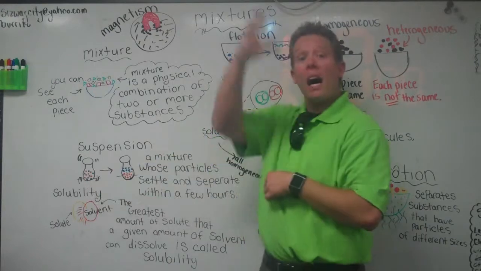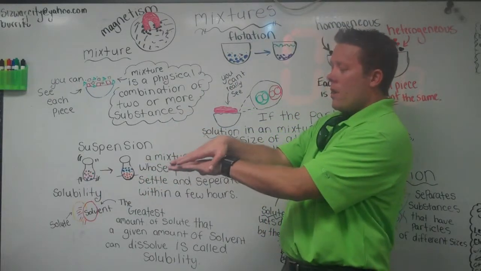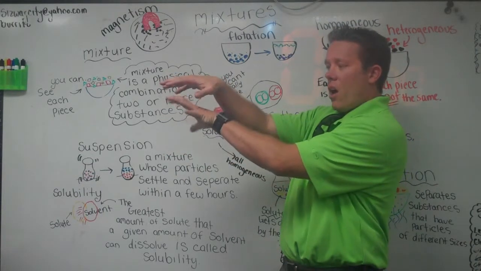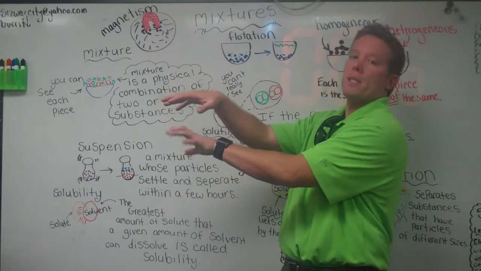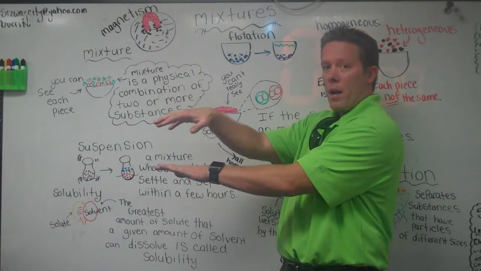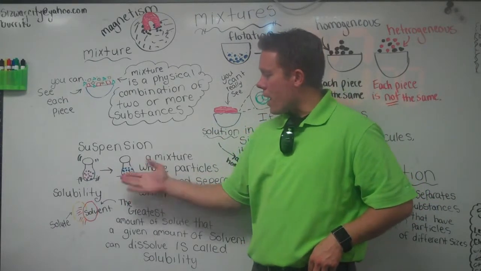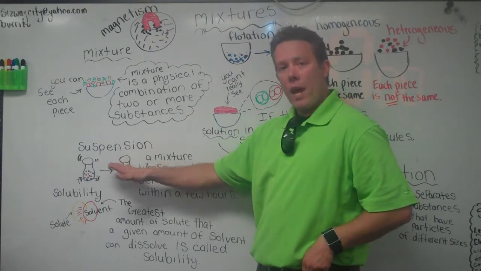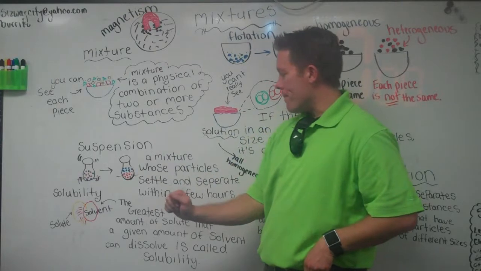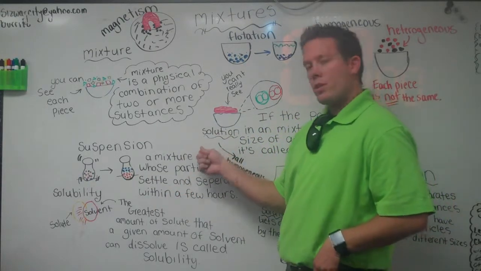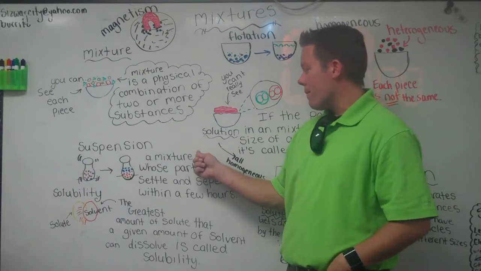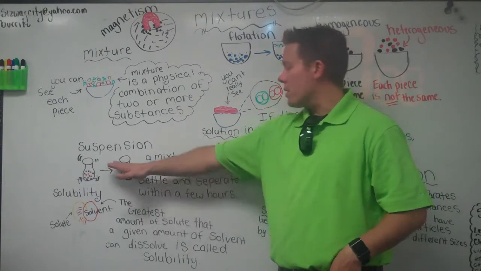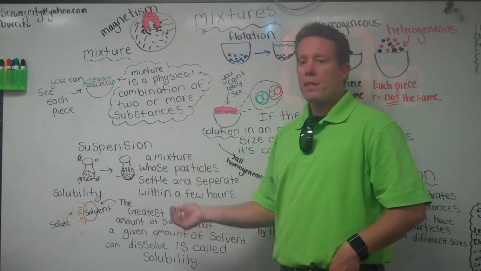It's all shook up. I set it down. After a while, the oil and the water are going to suspend or rise to the top, and all of the spices and herbs that make up the salad dressing are going to sink to the bottom. This is called suspension. You can see in your drawing, after a while, the blue will suspend or rise to the top, and the red will sink down to the bottom. Here's the definition you have in your book: a mixture whose particles settle and separate within a few hours. So you can see the red settled at the bottom, and the blue will be suspended to the top.